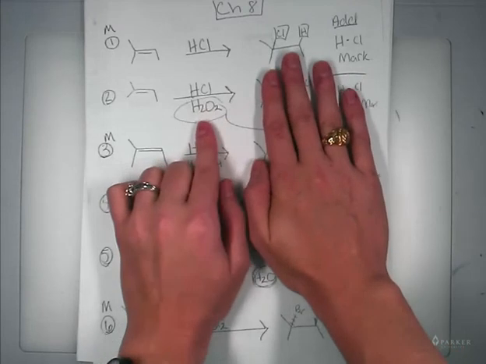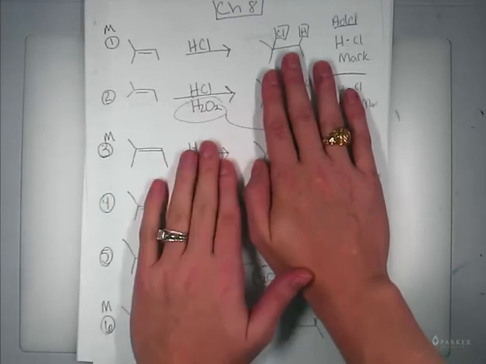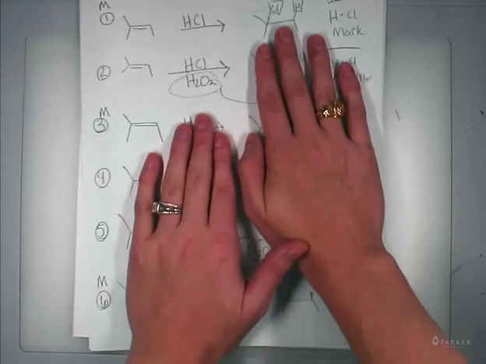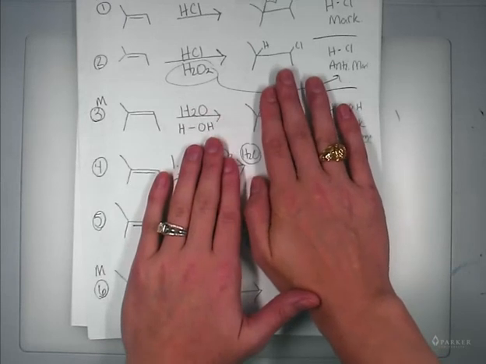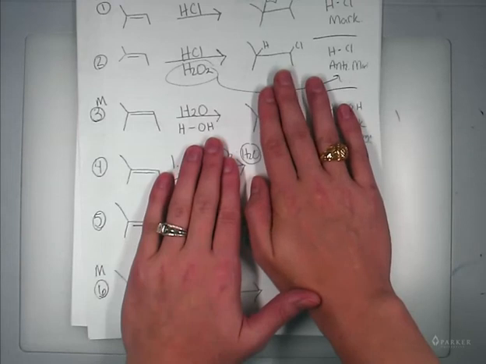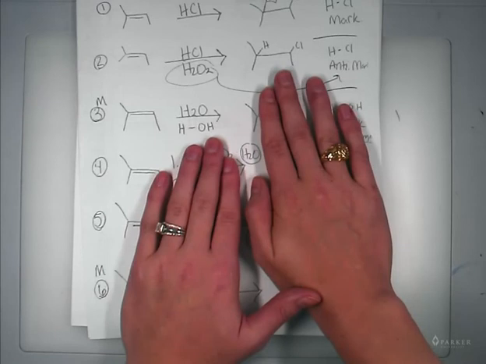Okay, what about this one? What are we adding over the double bond? H and Cl. Will this be Markovnikov or anti-Markovnikov? Anti, so now the Cl will go to the right. This one, or you could put H3O plus, what goes over the double bond? H and OH. Is this Markovnikov or anti-Markovnikov? Markovnikov. Are there rearrangements? Yes, so what do you form in the mechanism? Carbocation?